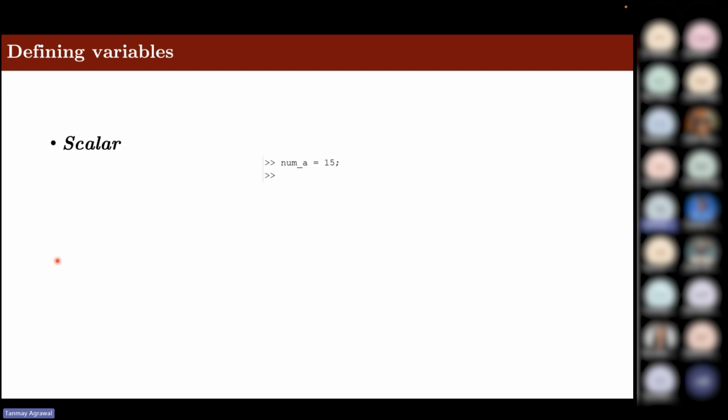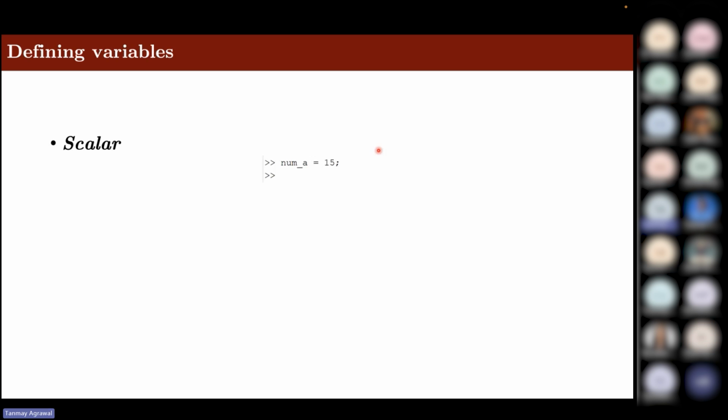So this is simply a screenshot that I've taken from MATLAB, and here you can ignore these greater than signs. This is inherent in MATLAB. Whenever we type something, these greater than signs come in. So what I want you to focus on is what I've written here. It's called num_a equals 15 followed by a semicolon. So here, this is the basic syntax of defining a number.